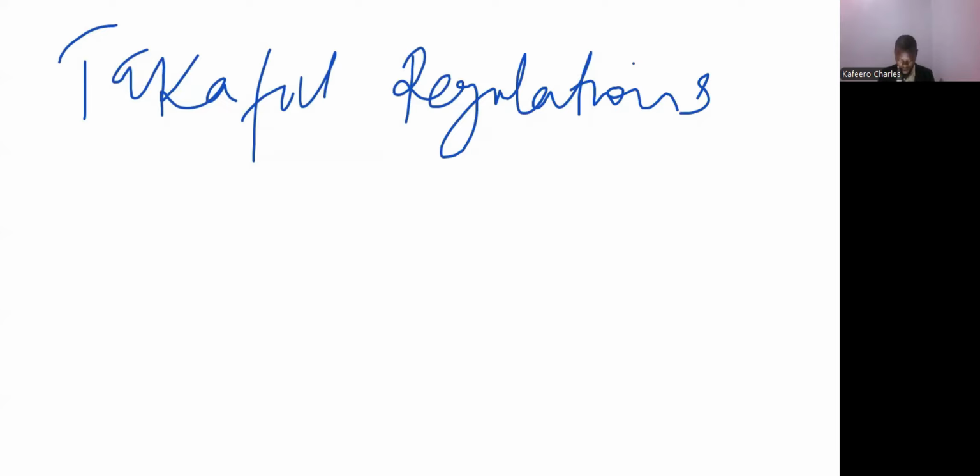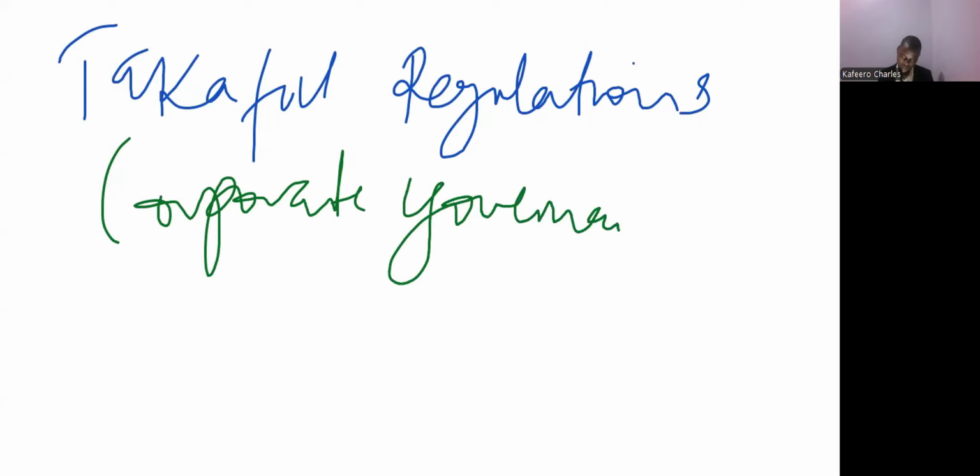So that's what we are basically going to be talking about. As I said, it's a new area and the examiner is talking about it. So we need now to see if there is anything to do with corporate governance. Now we need to look at corporate governance.